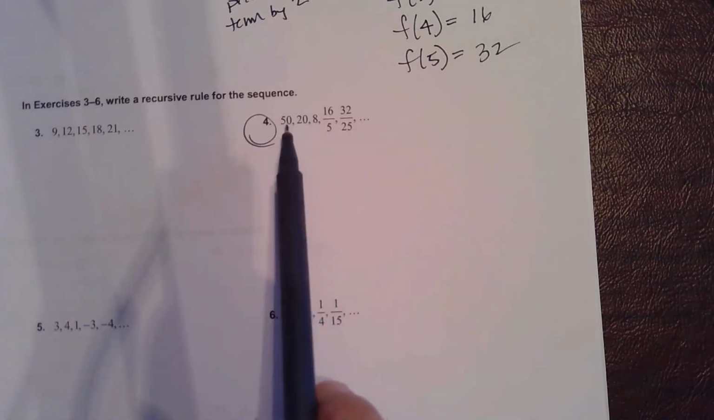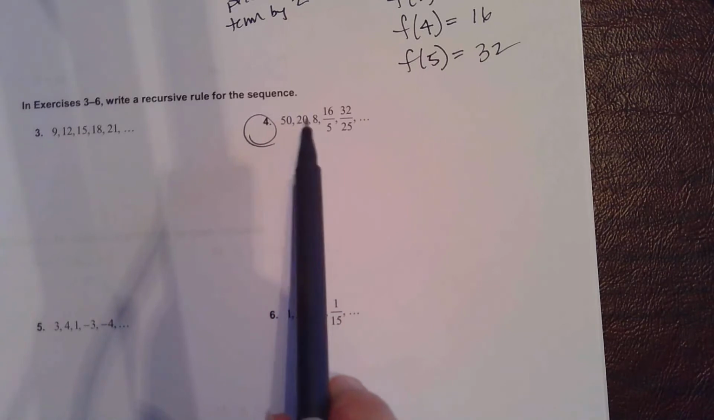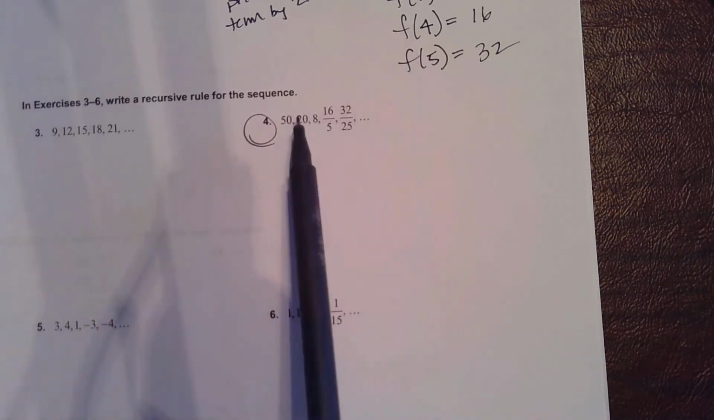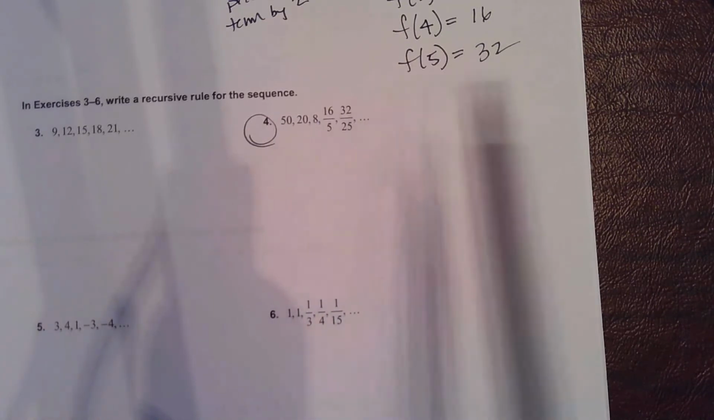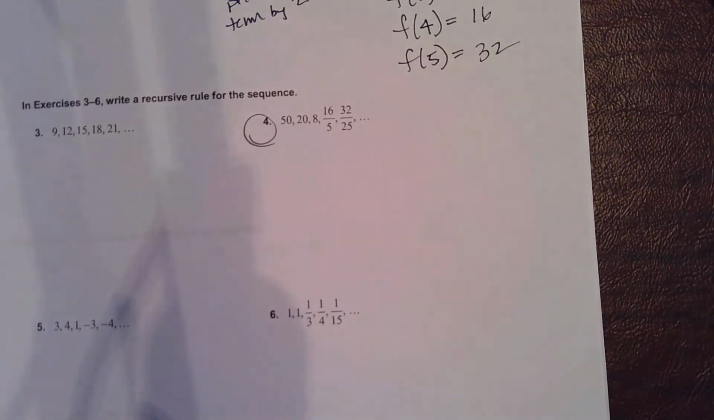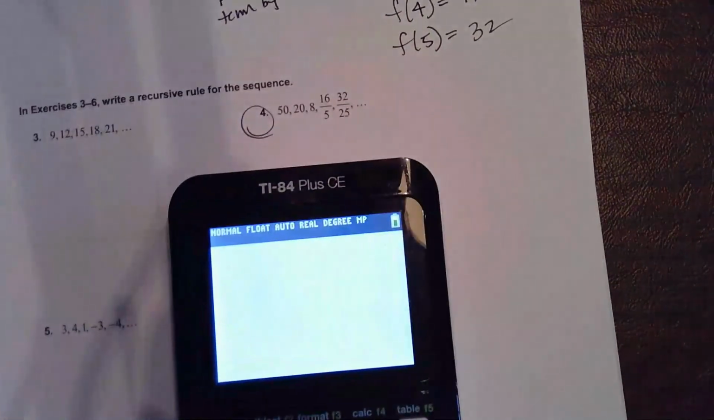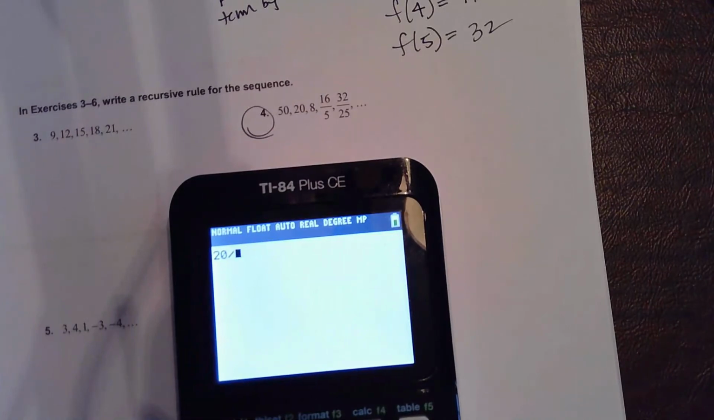One of the ways you can determine this is by looking for a common difference. From 50 to 20, you're subtracting 30. Obviously from 20 to 8, I'm not subtracting 30, so I know it's not arithmetic. To check for geometric, take your second term divided by your first term. So I'm going to do 20 divided by 50, and I get 2/5, which is 0.4.